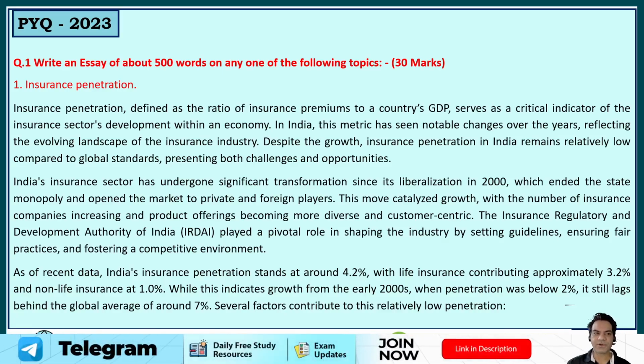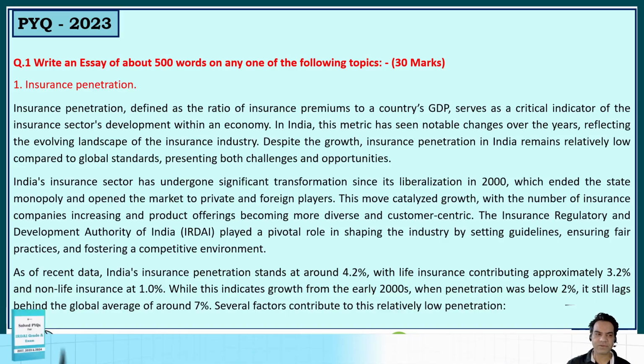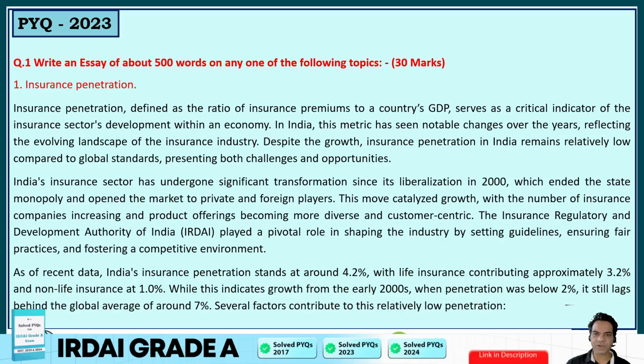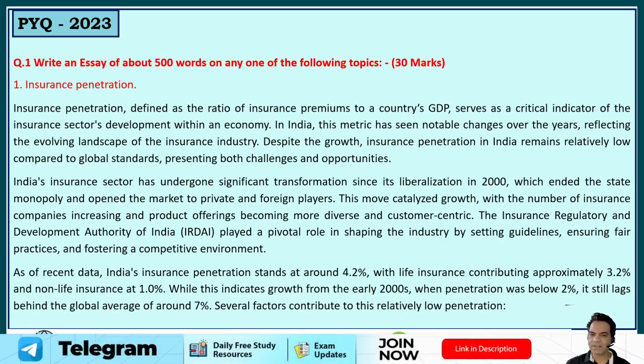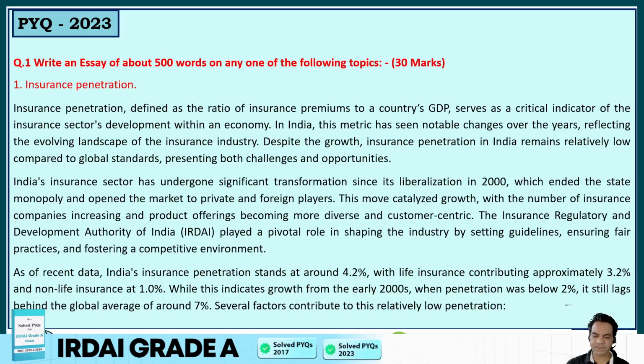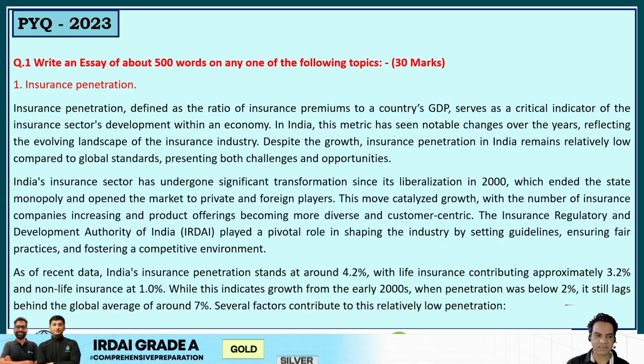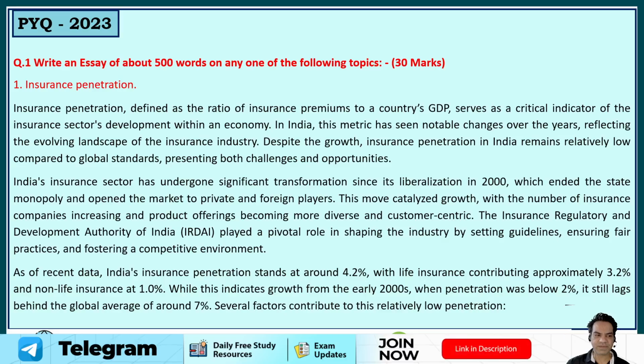So the four topics that were given to the students in 2023 were: number one, insurance penetration. Now, what we could have written in insurance penetration: insurance penetration, defined as the ratio of insurance premiums to a country's GDP, serves as a critical indicator of the insurance sector's development within an economy. In India, this metric has seen notable changes over the years, reflecting the evolving landscape of the insurance industry. Despite the growth, insurance penetration in India remains relatively low compared to global standards, presenting both challenges and opportunities. So this is the background of insurance penetration in India.